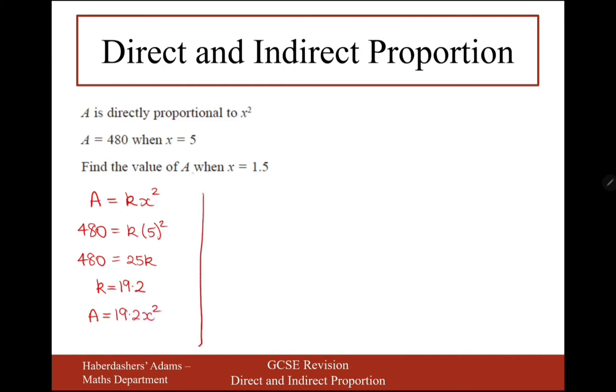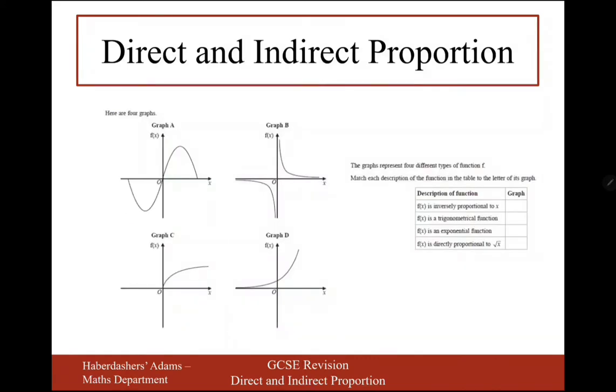Right, then we need to find the value of A when x is 1.5. So my formula is 19.2 x squared. Substitute in 1.5. So it's just 1.5 being squared, so it's going to be 19.2 times 1.5 in brackets squared, and I get 43.2. Lovely, there we are, that's the answer for that question. Okay, let's move on to the next. Pause the video and give this one a go.